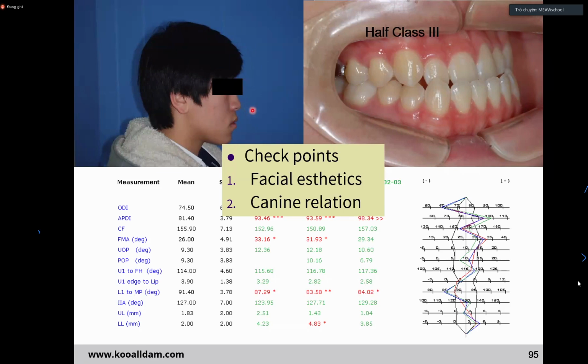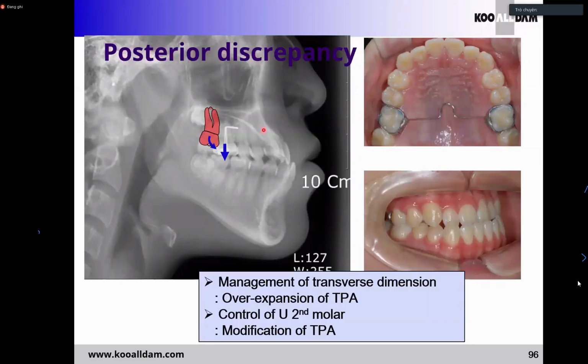And also, I want to check the facial aesthetic. So this patient, facial aesthetic is not bad, and we can achieve this. We can achieve good result with this patient. So as you know, this is a posterior discrepancy. And during this time, I missed this, the management of the transverse dimension. So we allow expansion of TPA. And also, we should control upper second molar eruption.